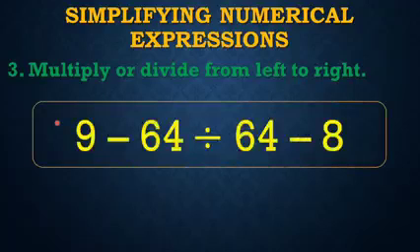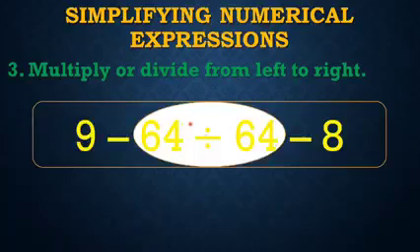For example, in the case of 9 minus 64 divided by 64 minus 8, hindi natin pwedeng mag-subtract muna ng 9 minus 64. Kasi according to the rule, we need to multiply or divide first. Since the only operation na makikita natin dito is division, so we need to operate first the division, which is 64 divided by 64. Since walang multiplication, so proceed tayo sa division.